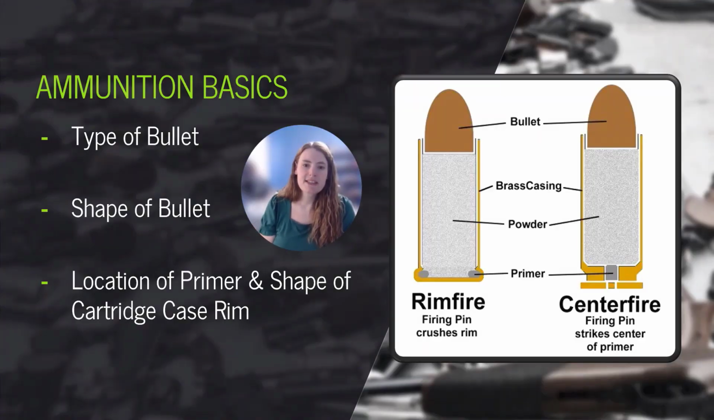There are multiple characteristics of ammunition that can be used to include or exclude known firearms. Investigators can compare the type of bullet, the shape of the bullet, and the size of the bullet with visual examination. The location of the primer and the shape of the cartridge case rim are also class characteristics that can be used to exclude known firearms. In rim-fire cartridges, the primer is located on the side of the cartridge, and the firing pin hits the edge of the cartridge case. Like it sounds, center-fire cartridges contain primer in the center of the bullet, and they'll show a firing pin hit right there in the center of the casing.